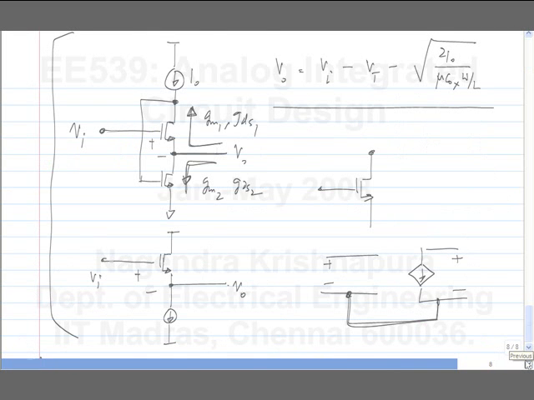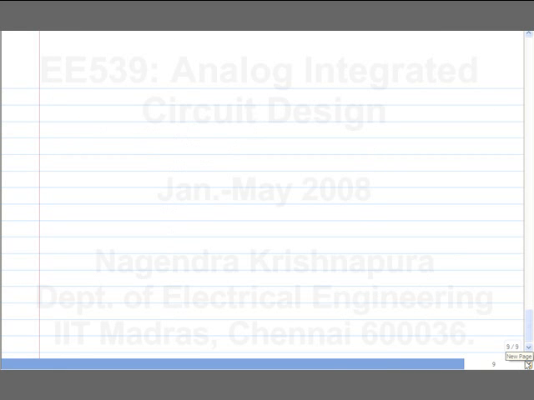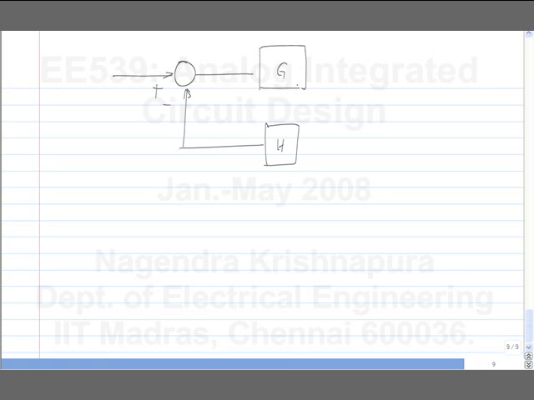We would like to implement feedback amplifiers, for which basically we need to implement a block diagram like this. In control systems terminology, it's G and H. Normally in circuits we use A and F or something. Okay, so this is an amplifier, and H could be an attenuator.